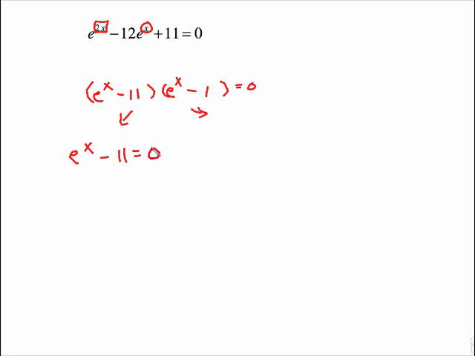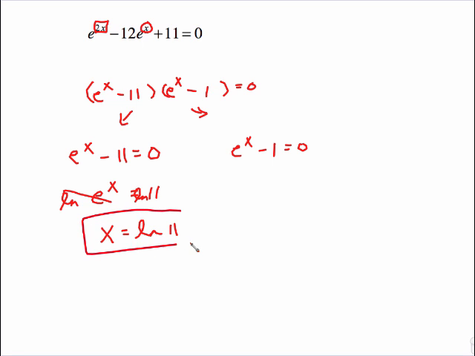So I have e to the x minus 11 equals 0. E to the x minus 1 equals 0. Solve each of those, add 11 to both sides, and I have e to the x equals 11. The only way I can solve this is to take the natural log of both sides, because natural log and e go away, and I have x equals natural log of 11. And they don't want you to use your calculator. That's what they want you to enter, natural log of 11.